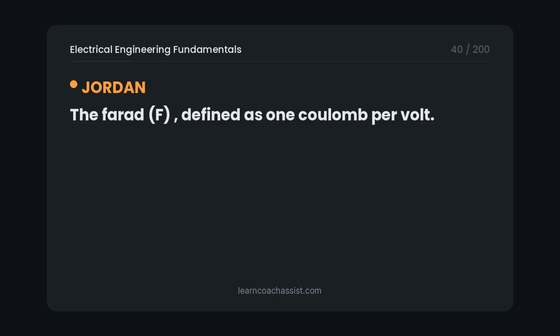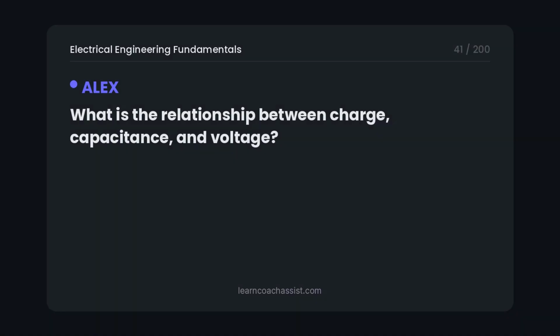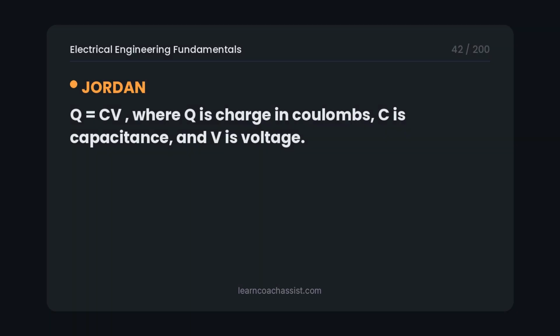What is the unit of capacitance? The farad, F, defined as 1 coulomb per volt. What is the relationship between charge, capacitance, and voltage? Q equals CV, where Q is charge in coulombs, C is capacitance, and V is voltage.